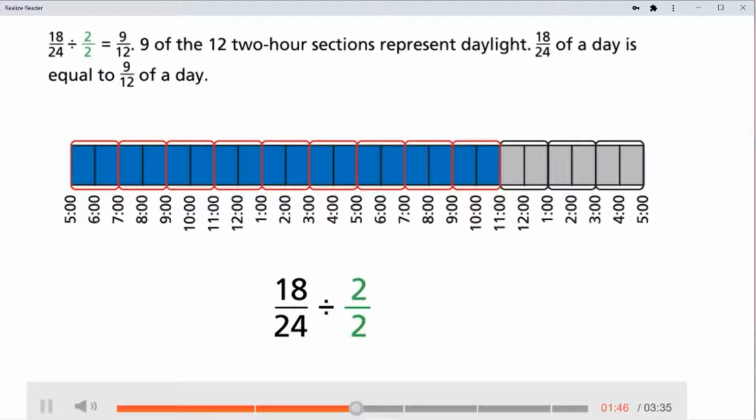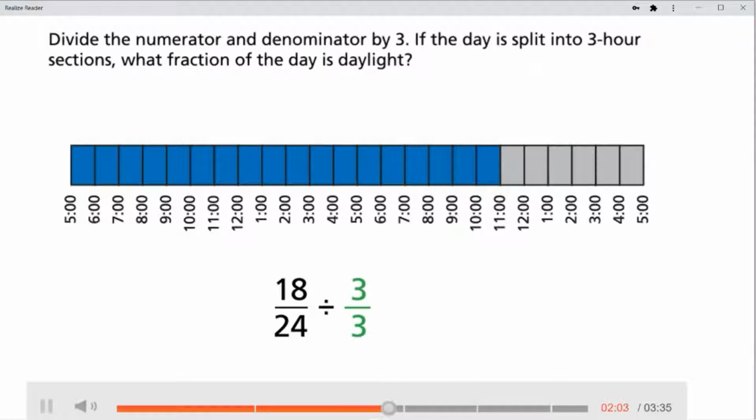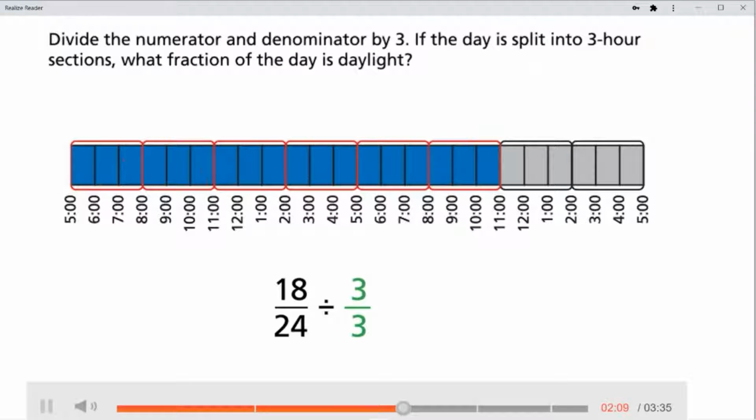18/24 divided by 2/2 equals 9/12. 9 of the 12 2-hour sections represent daylight. 18/24 of a day is equal to 9/12 of a day. Divide the numerator and denominator by 3. If the day is split into 3-hour sections, what fraction of the day is daylight?